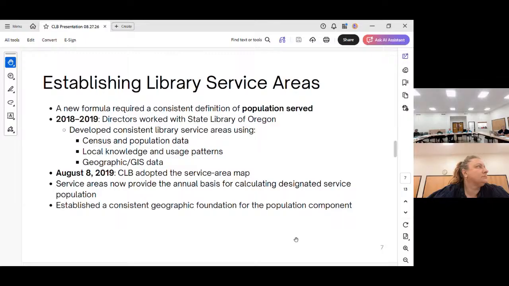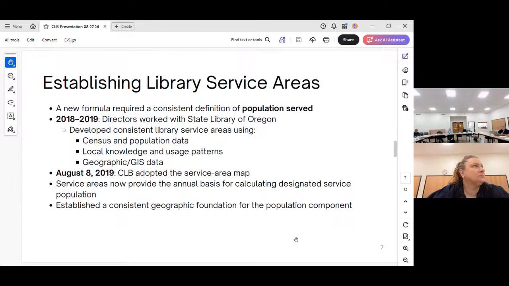So as the committee was working, they found that an important step in developing a new formula would be to determine the population served by each library. There was not an established consistent method for doing that. The State Library of Oregon had been calculating population for our libraries for their reports. And according to their staff, their method for doing so had varied over the years, depending on their own staff. They didn't have a clear methodology for doing that. And we felt that that was not reliable or verifiable from Coos County's point of view. And also the staff at the state library agreed.